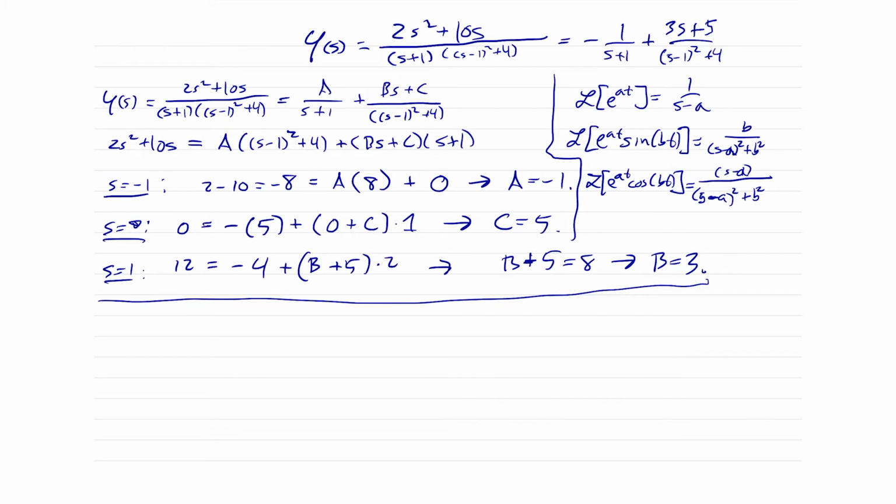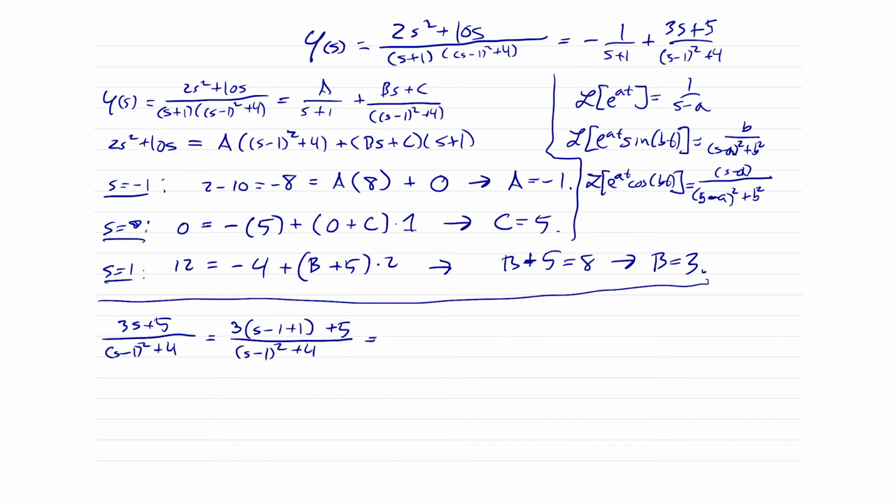So what we're going to do is we're going to take a look at, say, 3s plus 5 divided by (s minus 1) squared plus 4. Now what I want is something that's s minus 1 on the top, and then I want something where it's 2 on the top. So let's go ahead and do that. So what I'm going to do is take that s, and I'm going to add and subtract 1. It's a mathematician's clever way of adding 0. So nothing actually changes.